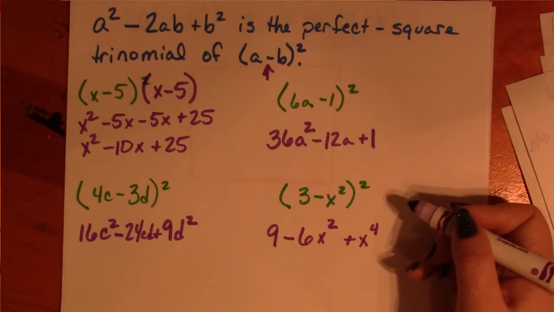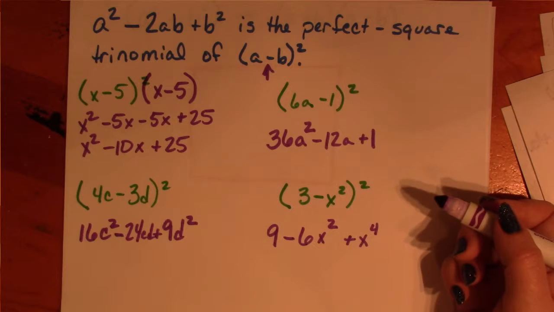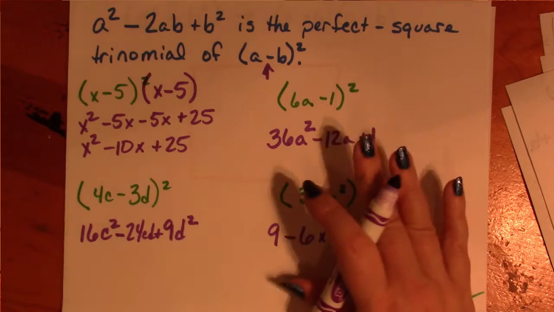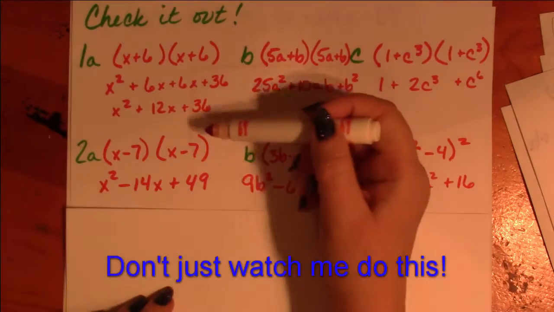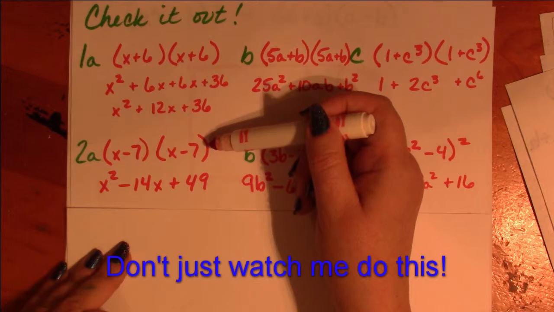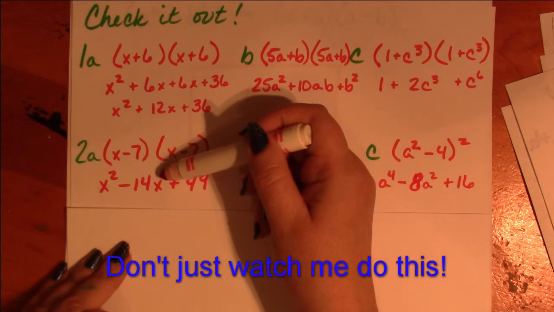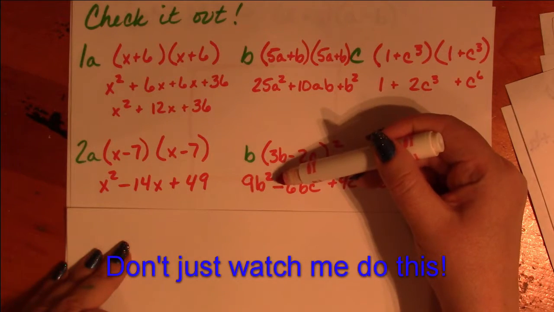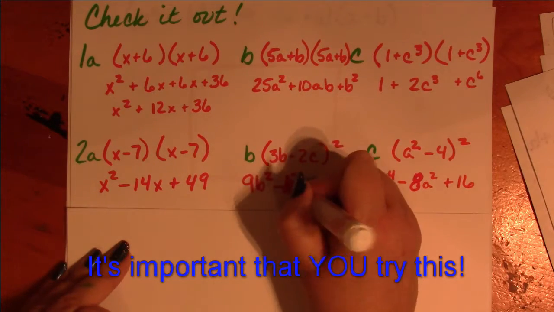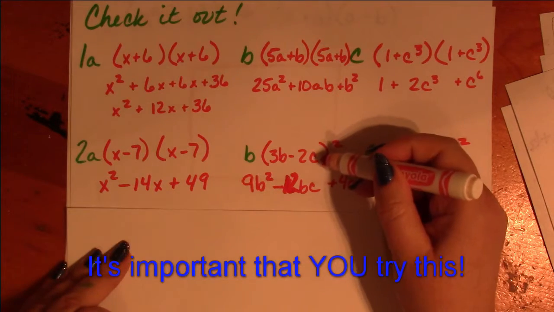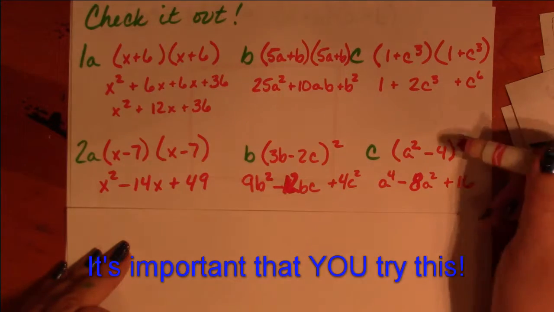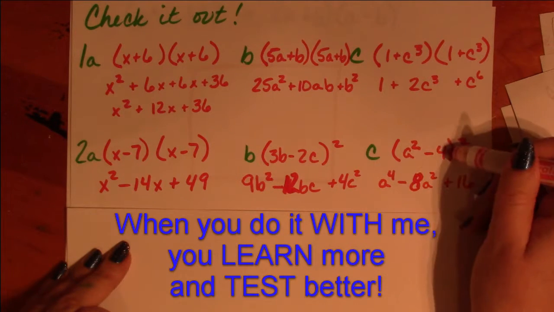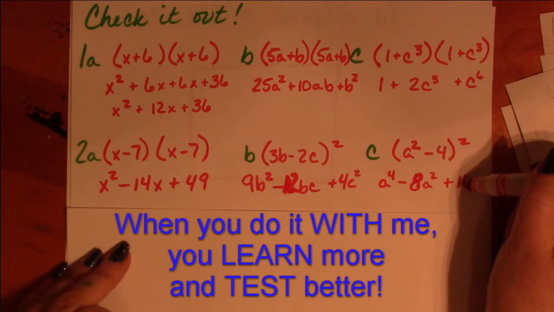Okay? Try a couple of these on your own. Check it out, number 2 on the bottom of page 522. Pause here, come back when you're done. 2a, when you square x minus 7, you end up with x squared minus 14x plus 49. B is 9b squared minus 12bc plus 4c squared. And c is 4 minus 8a squared plus 16.